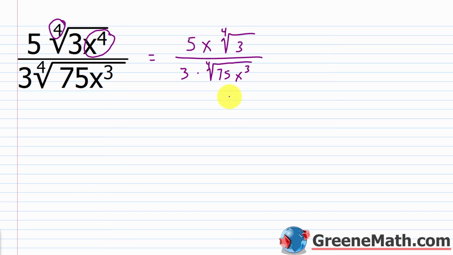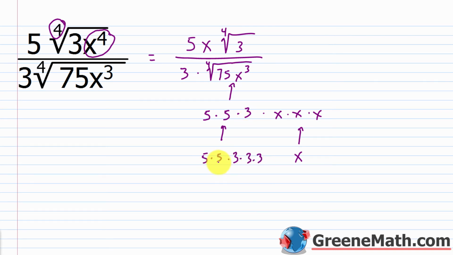But again, we're going to think about what we'd need to do to get a perfect fourth. So 75 is what? It's 5 times 5, which is 25, times 3. And then x cubed is x times x times x. So I know to get a perfect fourth here, I just need one factor of x, right? That's it. One more factor of x, we'll be good to go there. For this guy, I need 2 factors of 5, and I need 3 factors of 3.